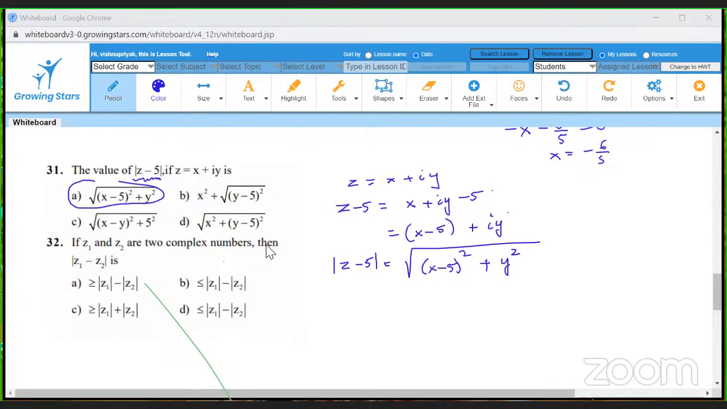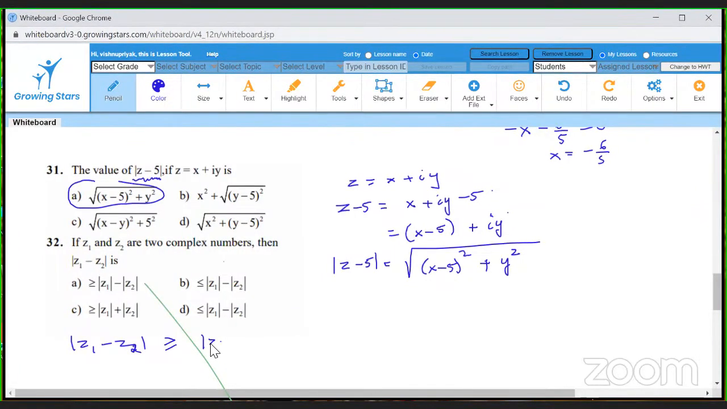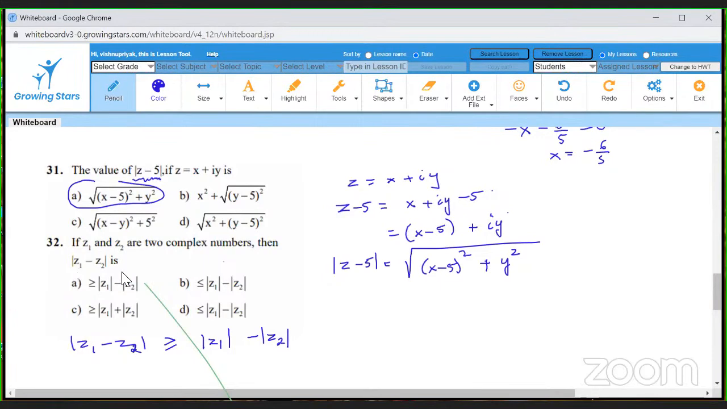Next is 32. If Z1 and Z2 are two complex numbers, then mod of Z1 minus Z2. This is already given in the formulas. I gave you in the set of formulas, mod of Z1 minus Z2 will be greater than or equal to mod of Z1 minus mod of Z2. That is option A.